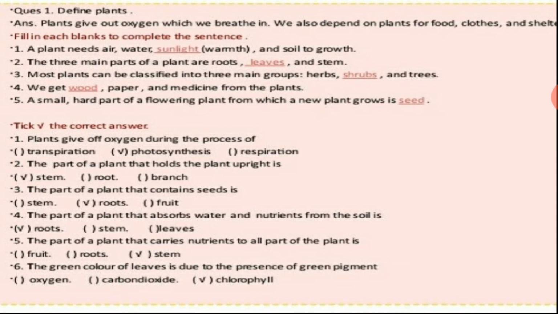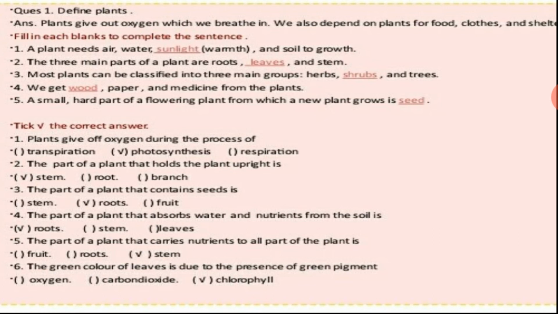Now tick the correct answer. First, plants give off oxygen during the process of transpiration, photosynthesis or respiration. Your answer is photosynthesis. Put a tick on photosynthesis. Second, the part of a plant that holds the plant upright is the stem. Upright means that it holds the plant straight. That is the stem.